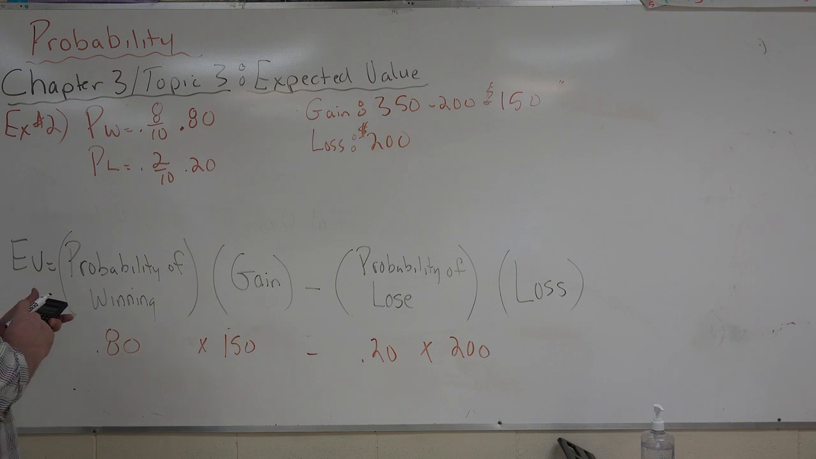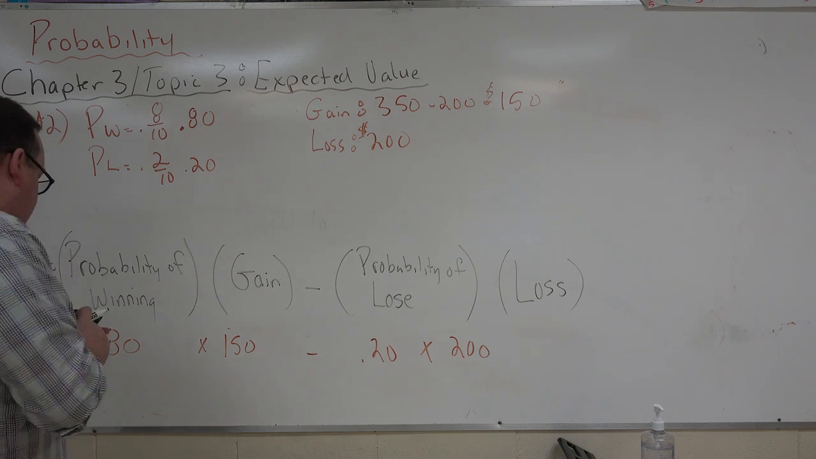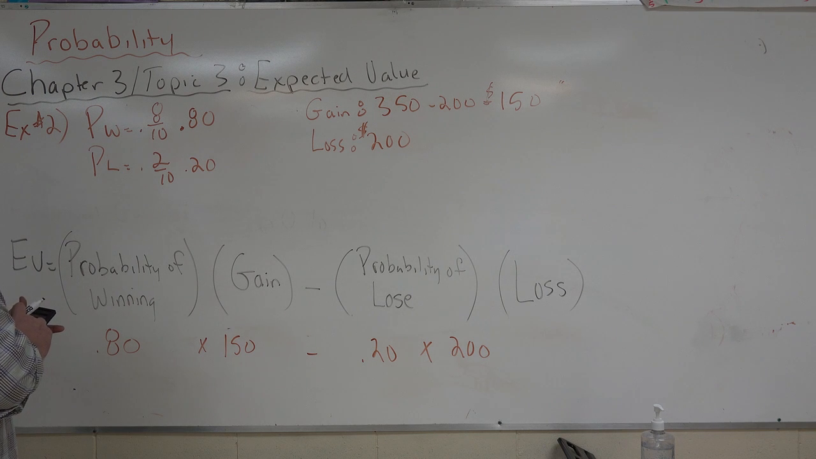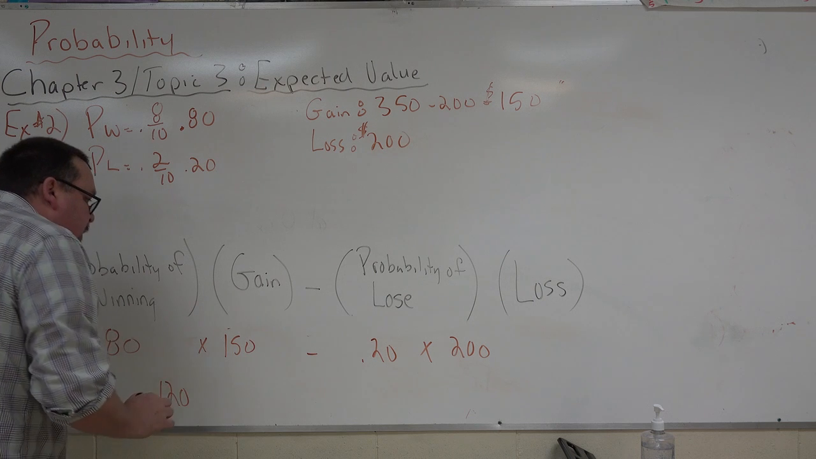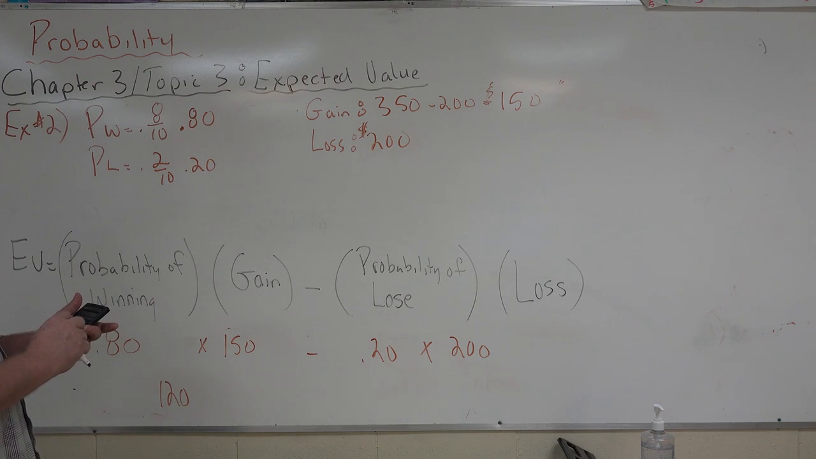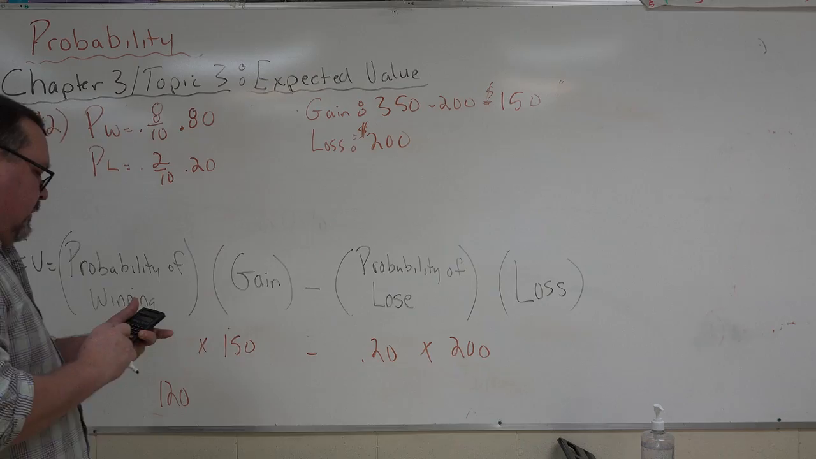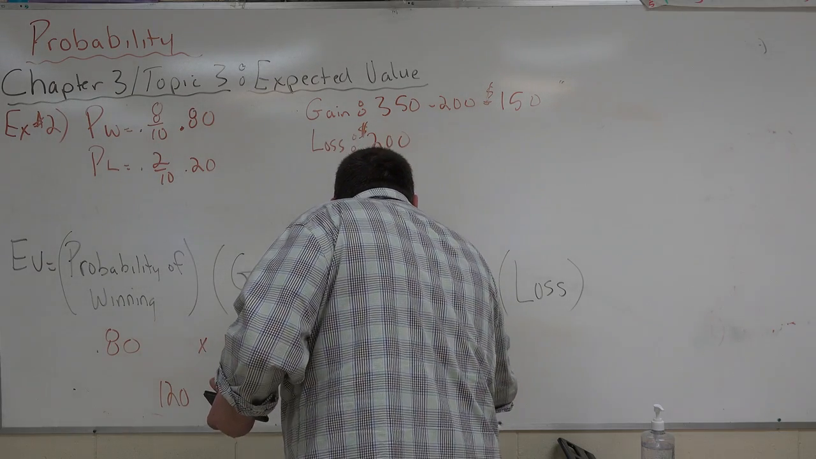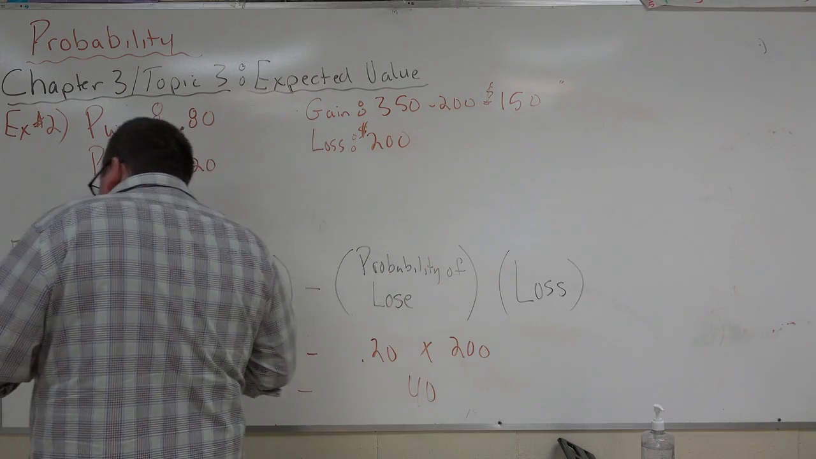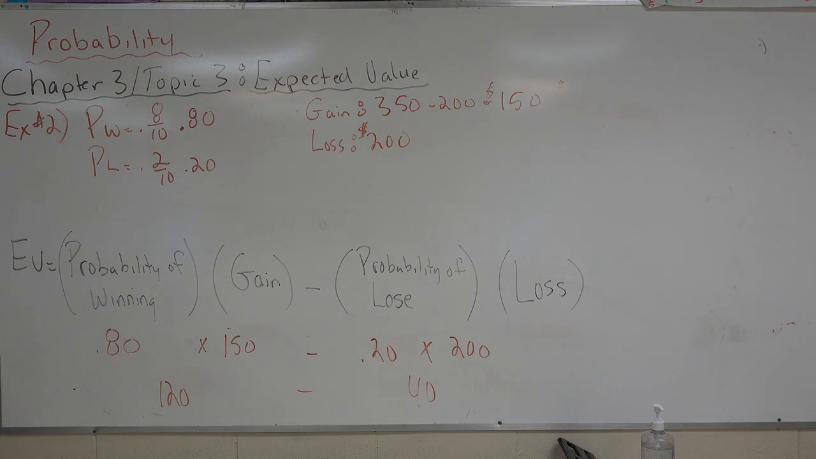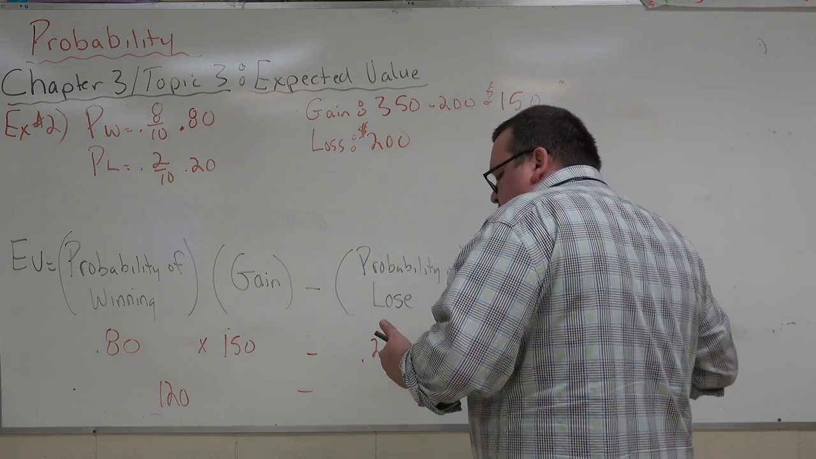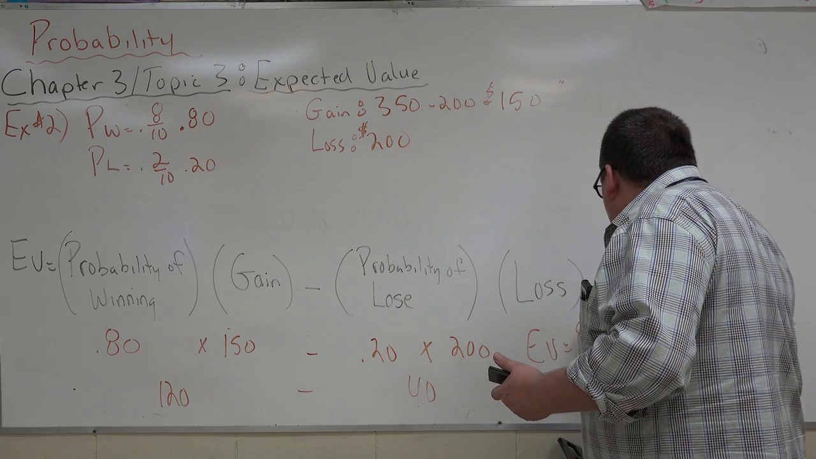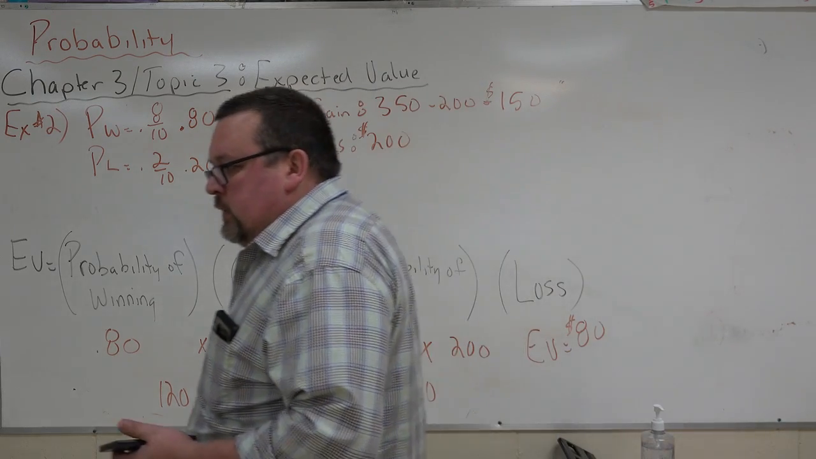0.80 times 150 is 120. 0.20 times 200 is 40. So now I've got 120, subtract 40. EV equals 80. An expected value of $80.